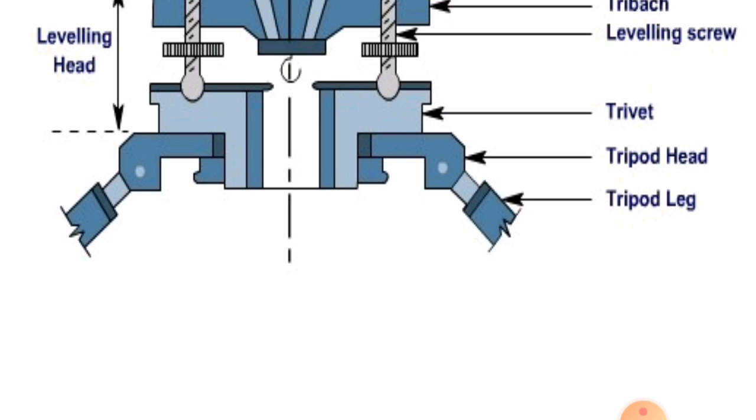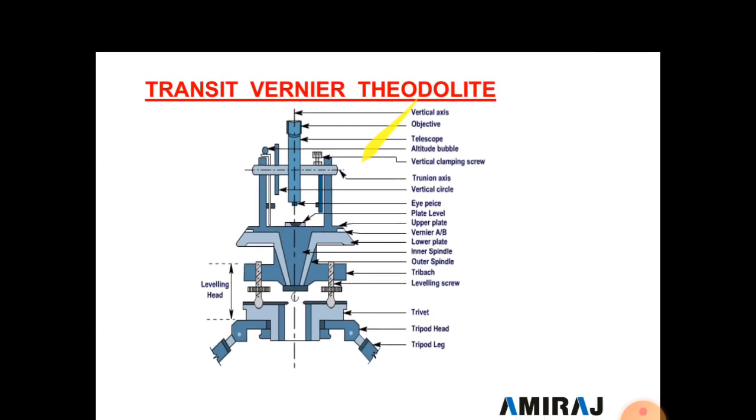In a tripod stand, one head is provided, and here in the middle one hole is provided to fix the theodolite in a tripod stand. And then after, tripod legs. There are three legs in a tripod stand. So one by one we discuss all these things in the next slide.